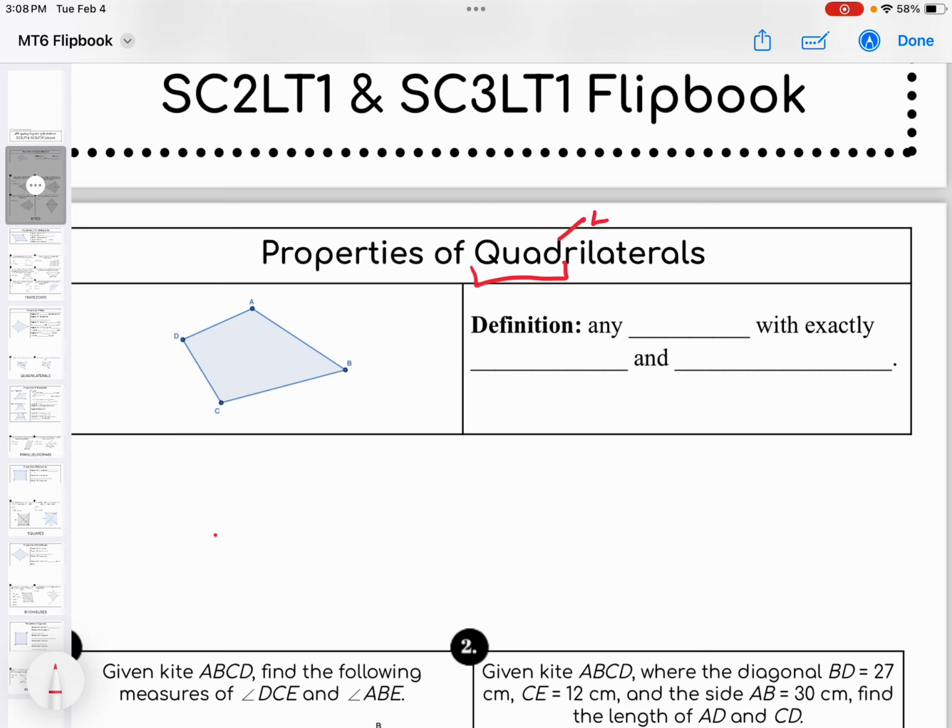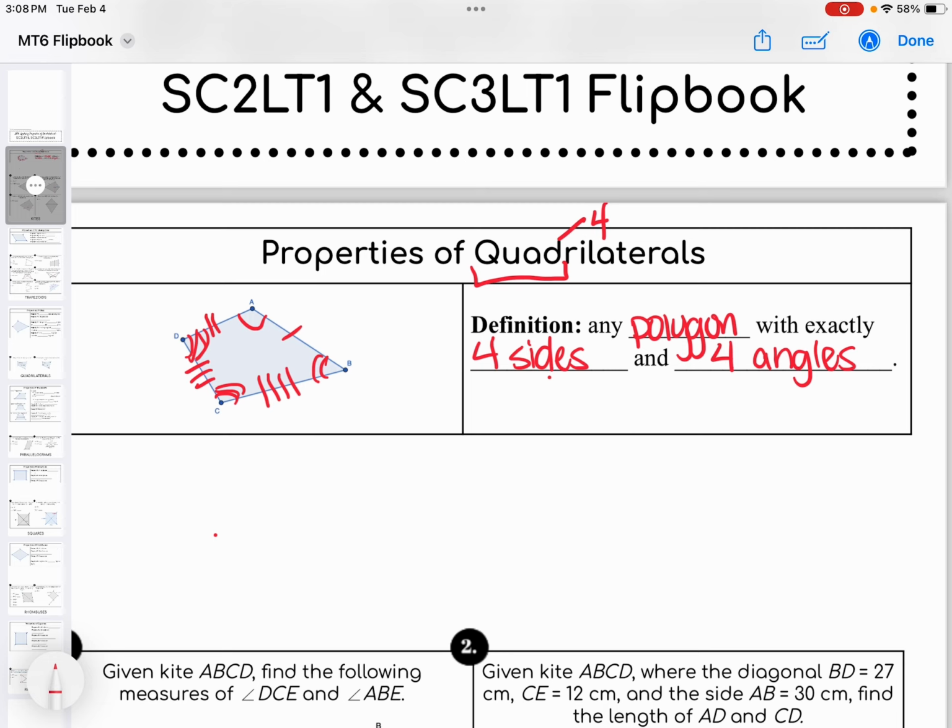So the definition of a quadrilateral will be any polygon with exactly 4 sides and 4 angles. Notice here that we have 1, 2, 3, 4 sides and 1, 2, 3, 4 angles. So this, by definition, is a quadrilateral.